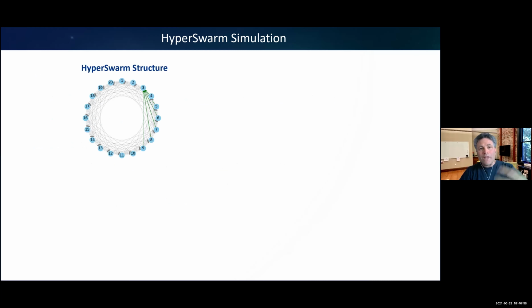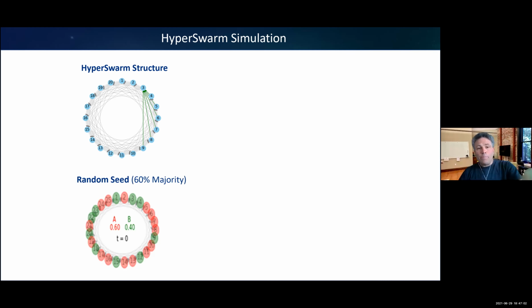And so a particular trial might look like this. We pick a random seed. The green is the minority, the red is the majority. And in this case, 60% of the population believes the majority opinion.